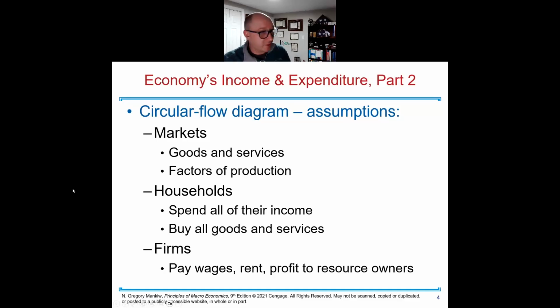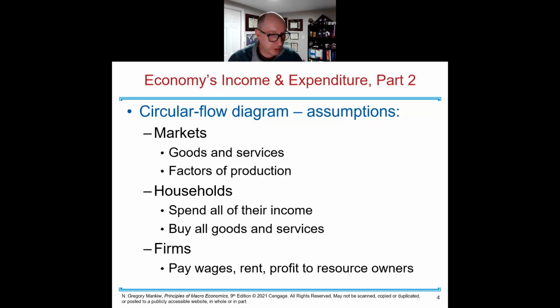I want you to think about your household. I want you to think about the company you work for or might work for in the future. And I want you to think about goods and services that you purchase and all those things. Just think about it now. So think about how the two interact with each other.